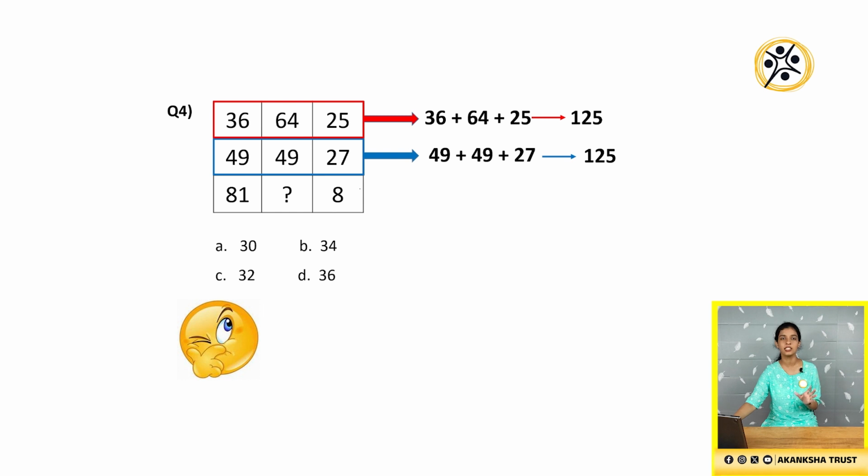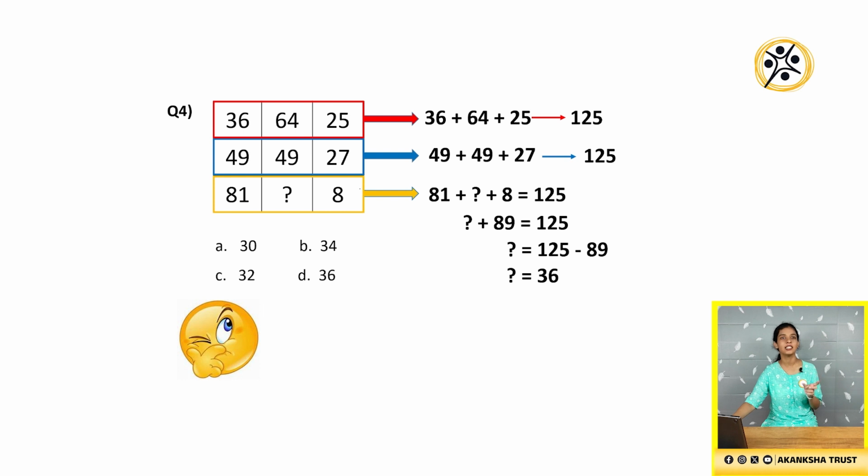Here in this case, we have two numbers and we need to find the third number, which will result in the sum of 125. So that would be 81 plus question mark or the missing number plus 8 should give us 125. Following the simple, basic math, we can see that some missing number plus 89 should give us 125, and to find the missing number, we need to subtract 89 from 125, and that is when we arrive at the missing number, that is 36. So we have 36 as our option D. Go ahead and tick that one.